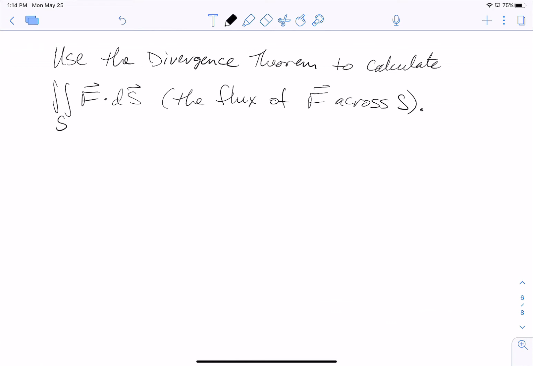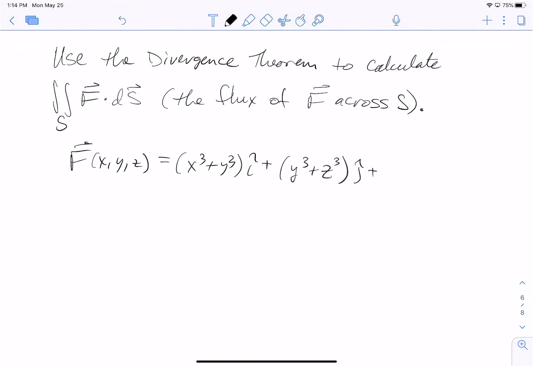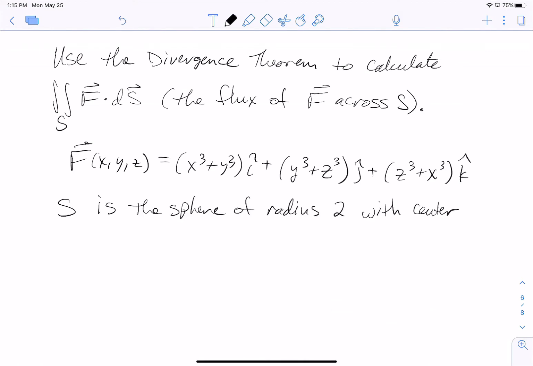Here we're going to use the divergence theorem to calculate the flux of F across S. F of x, y, z in this case is going to equal the quantity x cubed plus y cubed i, plus the quantity y cubed plus z cubed j, plus the quantity z cubed plus x cubed k. S is the sphere of radius 2 with center at the origin.